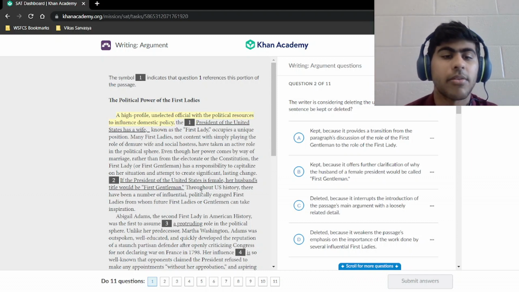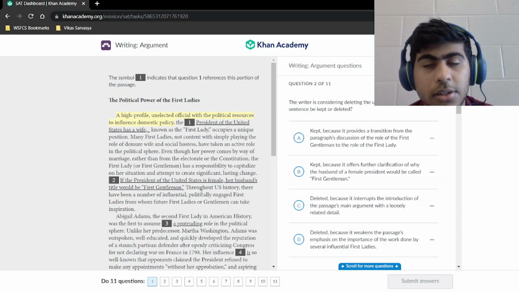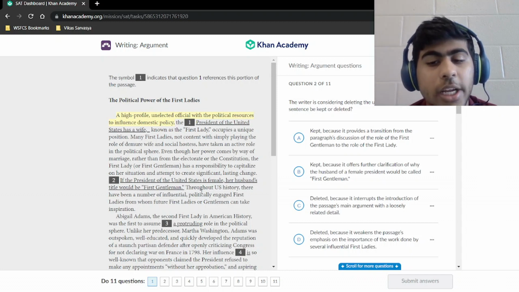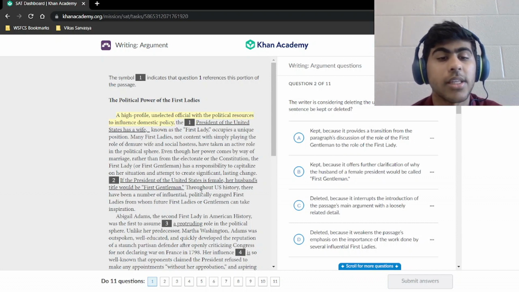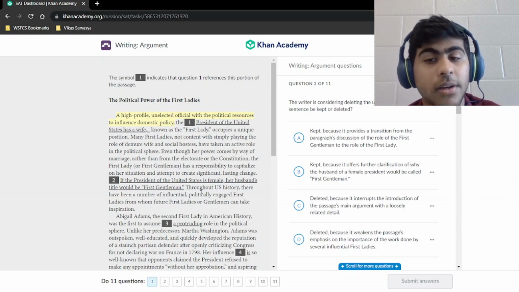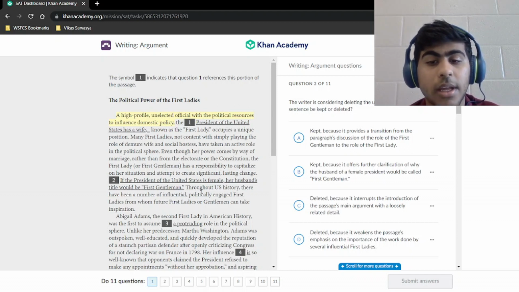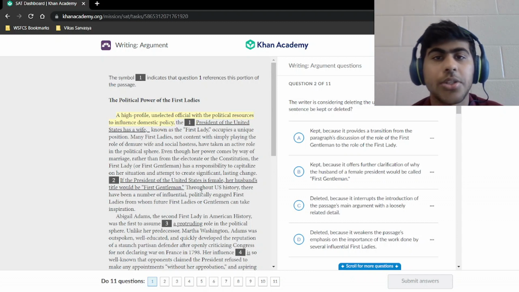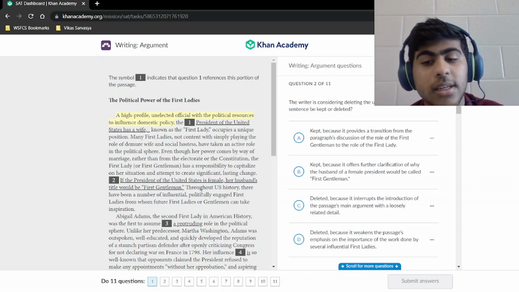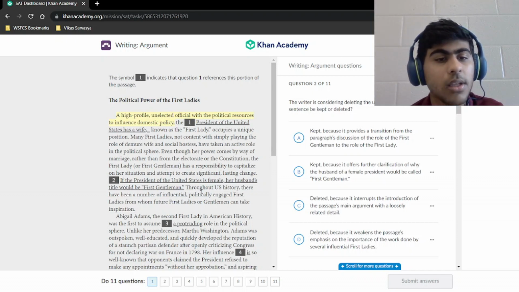Well, let's see what we're thinking here, right? They're trying to talk about how the First Lady does things, right? So what they've done, what they've changed, right? That's not what they're trying to say. They're trying to talk about the influential First Ladies and the work they've done, right? So we have to delete it. And it interrupts the introduction of the paragraph's main argument with a loosely related detail, or it weakens the passage's emphasis on the importance of the work done by several influential First Ladies. So you have to pick one of those to be the justification for why you delete the underlined sentence, right?